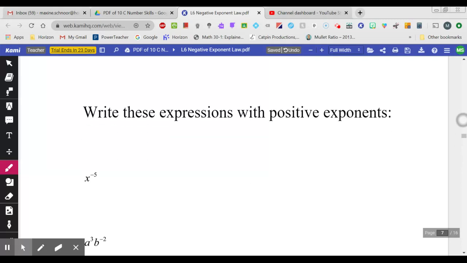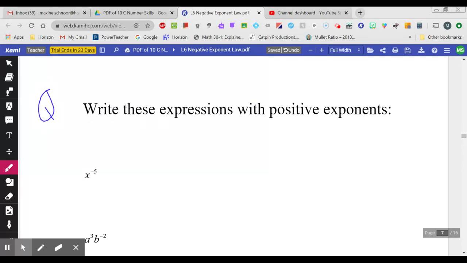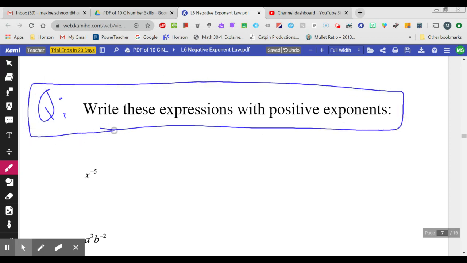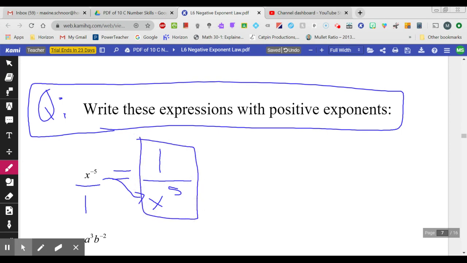So let's put this in practice. The question will say, simplify, write these expressions with positive exponents. So x to the negative 5. Think of this as being over 1. You can make anything into a fraction by sticking it over 1. So right now it's negative on the top, so I'm going to bring it to the bottom. When I do that, the base stays the same. The negative 5 becomes positive 5. And now, because there's nothing left on top, I just put a 1 in as a placeholder. And that's it. 1 over x to the 5th.